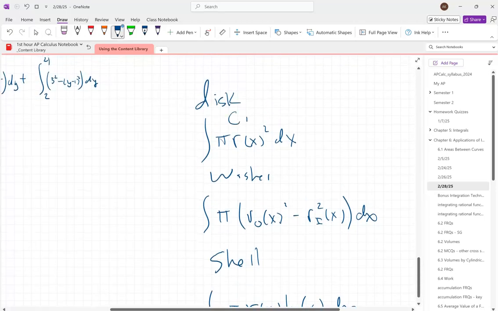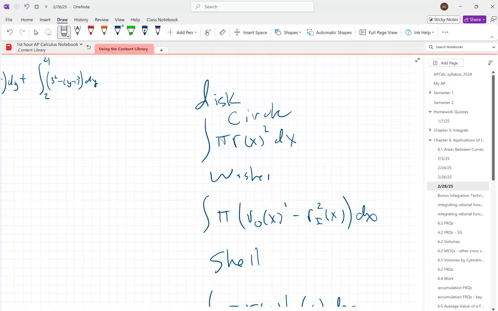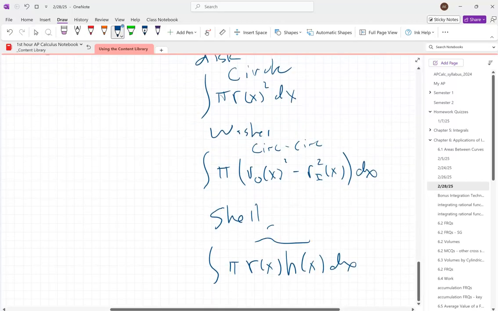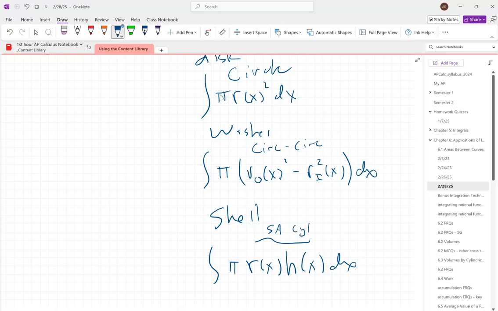Again, this is just like a circle, right? This is just, like big circle minus little circle. And this is like surface area for a cylinder. So it's touching. Ooh, this is 2 pi r, excuse me. So the area that you're doing touches where you're rotating using this.